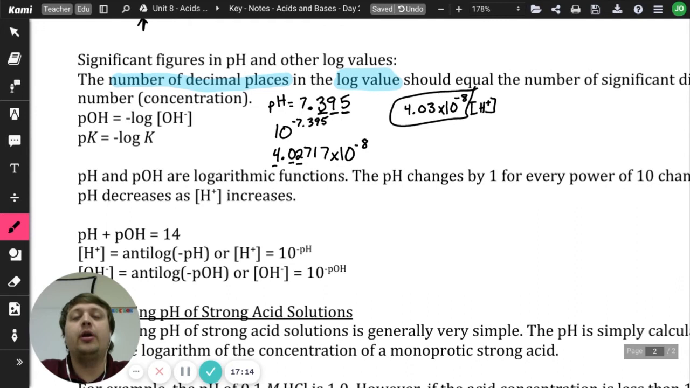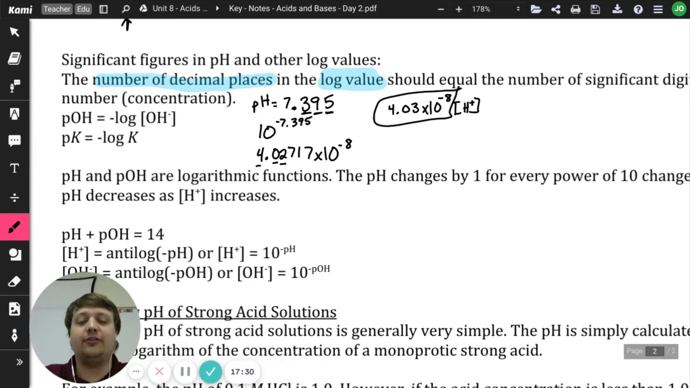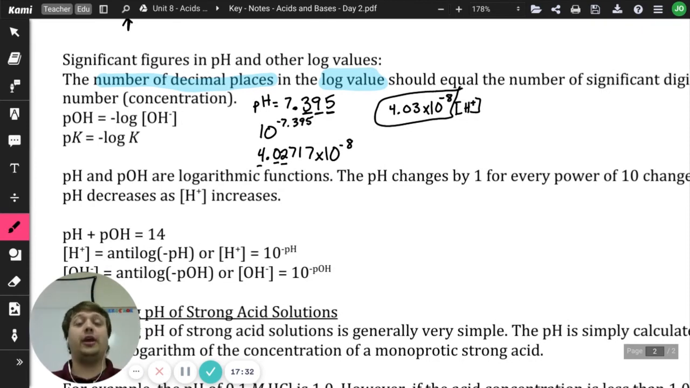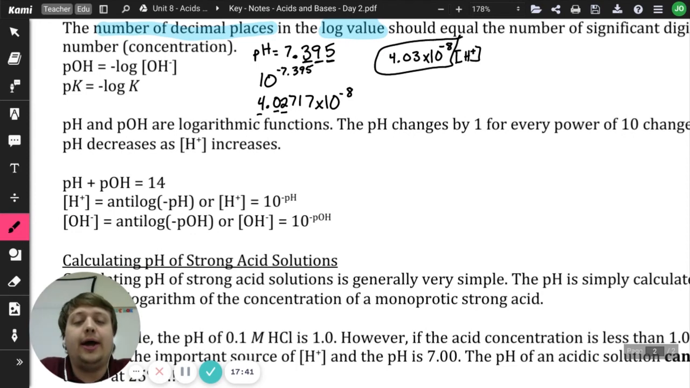Now, one thing to take note of is that pH and pOH are what we call logarithmic functions. pH changes by 1 for every power of 10 change, and so it is going to be a big factor in terms of how we're actually going to be changing those things. A pH of 1 versus a pH of 2, we've got 10 times the difference there. Okay. So pH decreases as our hydrogen concentration increases.